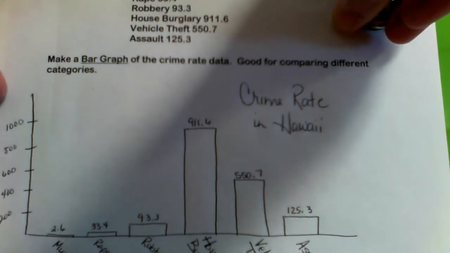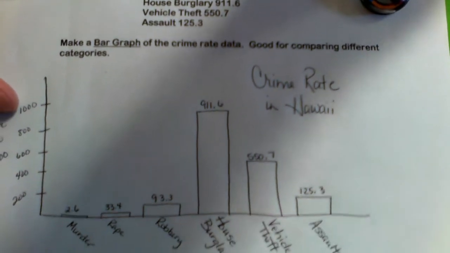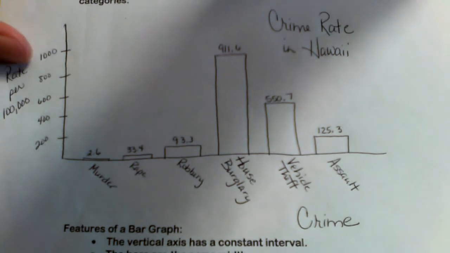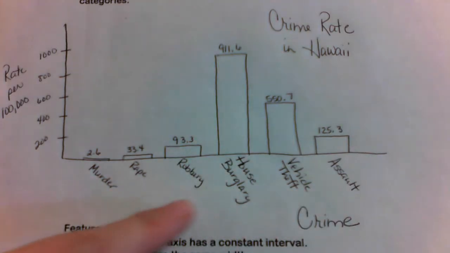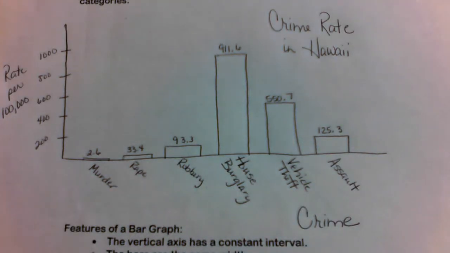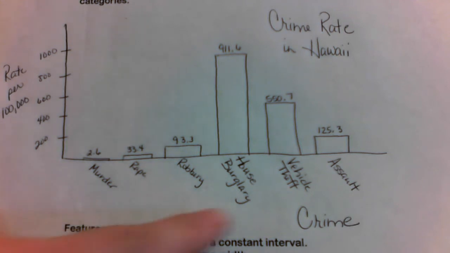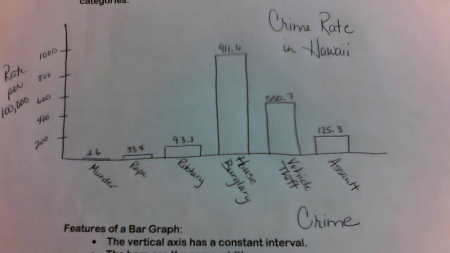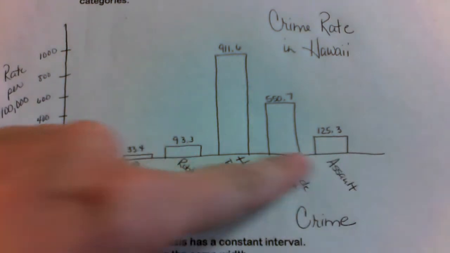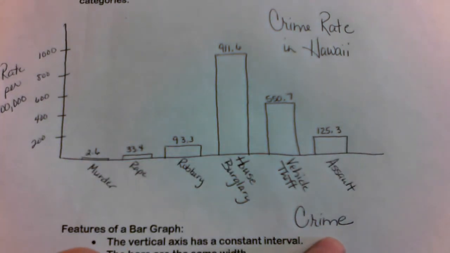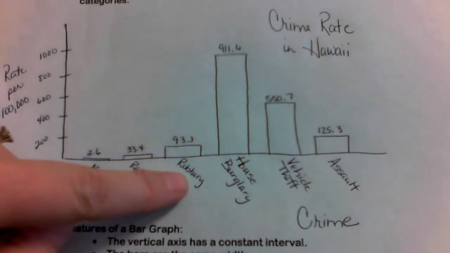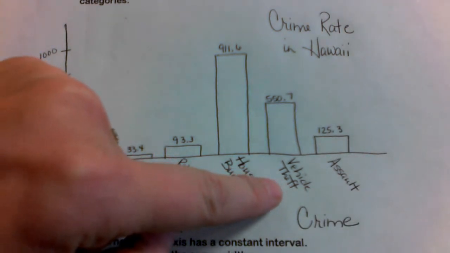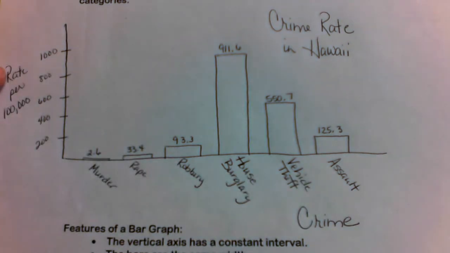Now, we created histograms in the last section, which were bar graphs, but those were bar graphs that touched. And the horizontal axis was a quantitative value in that case. Now we're looking at qualitative, meaning they are non-numerical. So if you'll notice here, the horizontal axis is the different types of crimes, and it's important that you always label your axes. And here they are: murder, rape, robbery, house burglary, vehicle theft, and assault. And then over here on our vertical axis, we have the rate per 100,000 people.